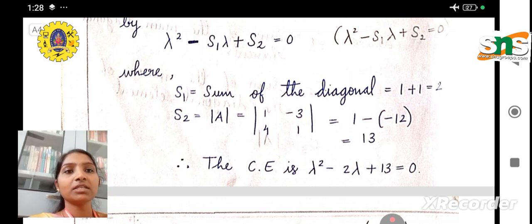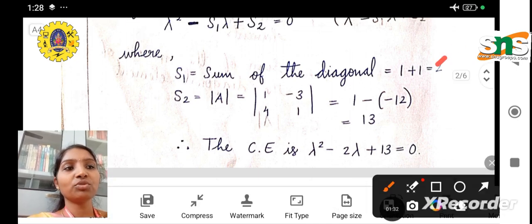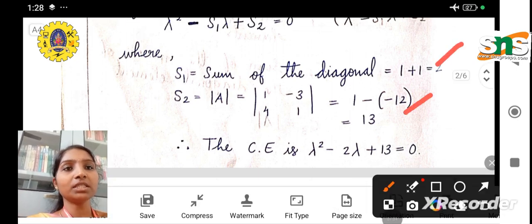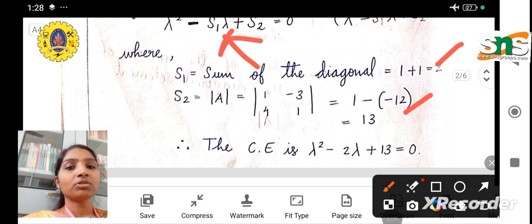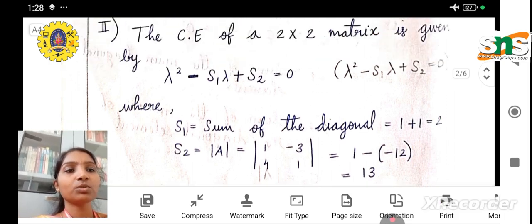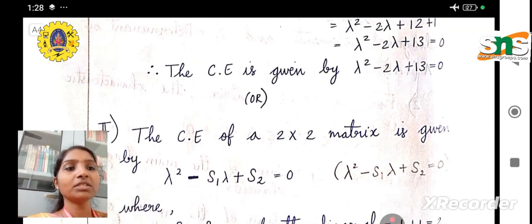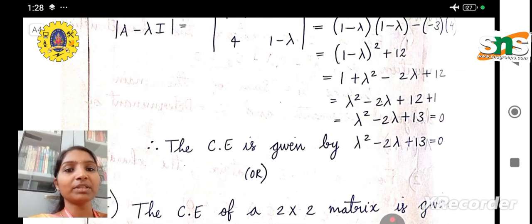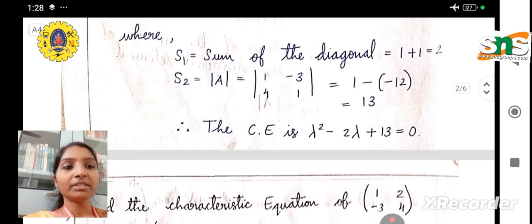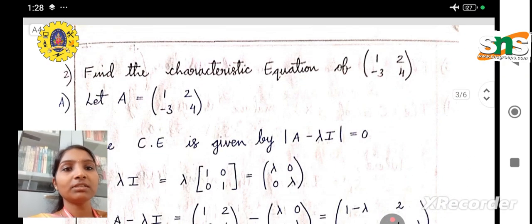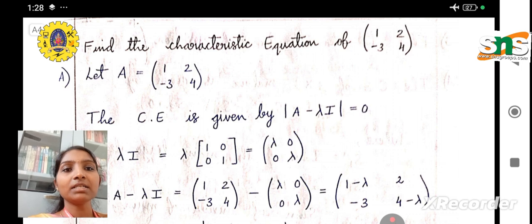Now what will be our characteristic equation? We will just merely substitute the values of S1 and S2 in the particular equation here. So lambda square minus 2 lambda plus 13, which is equal to 0. This is what we have done. This is what we have got through the direct method also. The same will be applicable for all the other methods as well. So now we will move on to the third problem, and we have done it in the direct method.